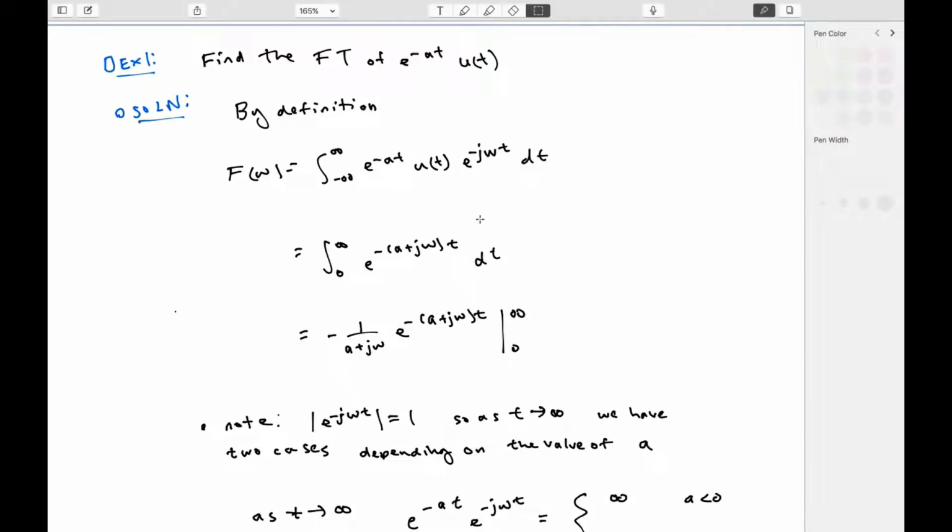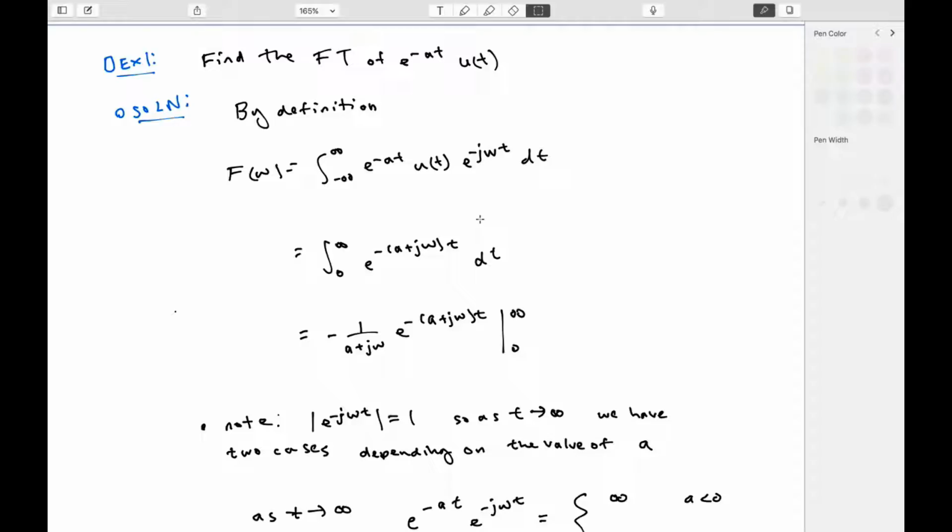Alright, so we're going to take one example where we find the Fourier transform of e to the minus at u of t using the definition of the Fourier transform. In general, what we'll find is that there are some common Fourier transforms we care about, and for that you will get Fourier transform tables to use. So by definition, F of omega is equal to the integral from minus infinity to infinity of f of t, in this case e to the minus at u of t, times e to the minus j omega t dt.